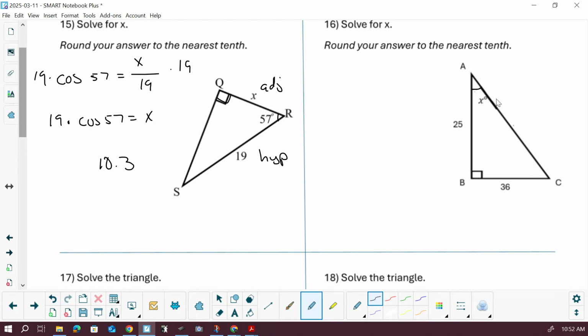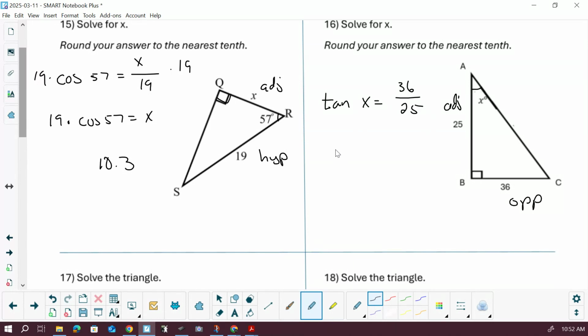Next one, we got our angle. This is the opposite side of the triangle. This is right next to it. It's adjacent. Opposite and adjacent is tangent. Tangent of the angle equals the opposite over the adjacent.